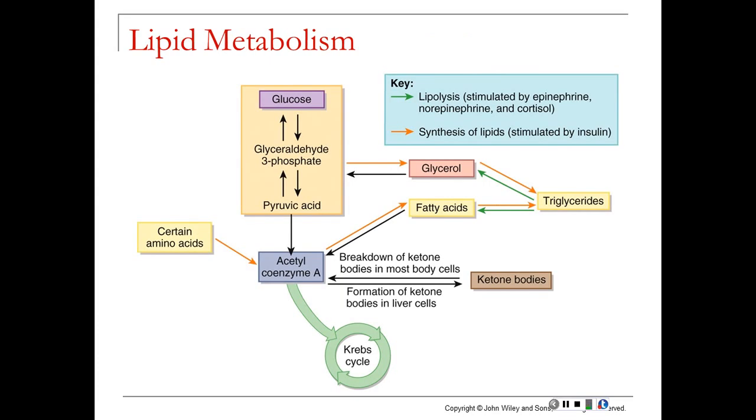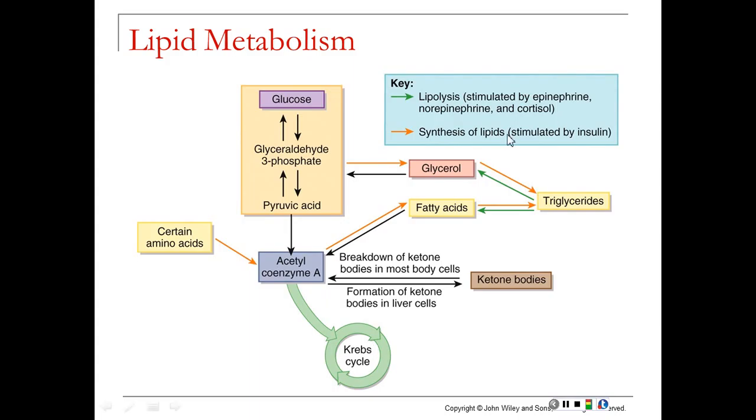So here you see lipid metabolism. You have the idea of certain amino acids being used to create acetyl-CoA going into the Krebs cycle. Glucose itself can be converted into pyruvic acid, acetyl-CoA, and enter the Krebs cycle. Triglycerides are broken down into glycerol and fatty acids. The glycerol is converted into glyceraldehyde 3-phosphate, which is then converted into pyruvic acid, then converted into acetyl-CoA, then goes into the Krebs cycle and electron transport chain.